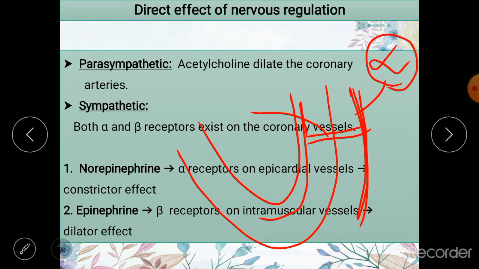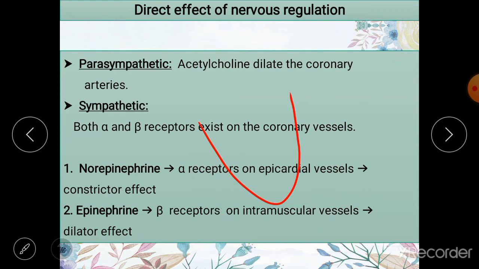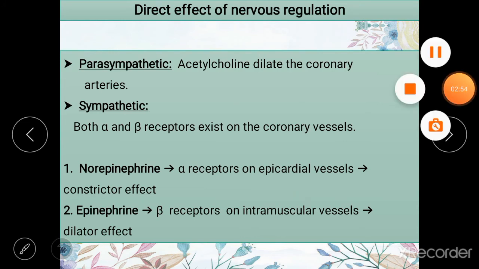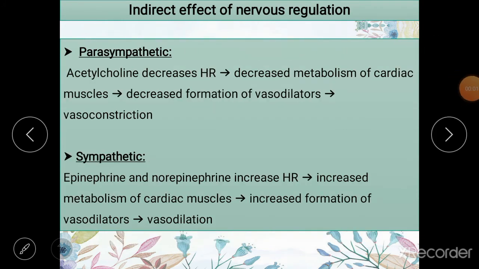So this is very helpful during the sympathetic activation. So this was the direct effect, यानी कि डायरेक्टली आपकी सिंपैथेटिक और पैरासिम्पैथेटिक नर्व्स किस तरह आपकी वेसल्स को डायरेक्टली डायलेट और कंस्ट्रिक्ट कराती हैं. Now let us discuss the indirect effect. So what happens during the indirect effect?